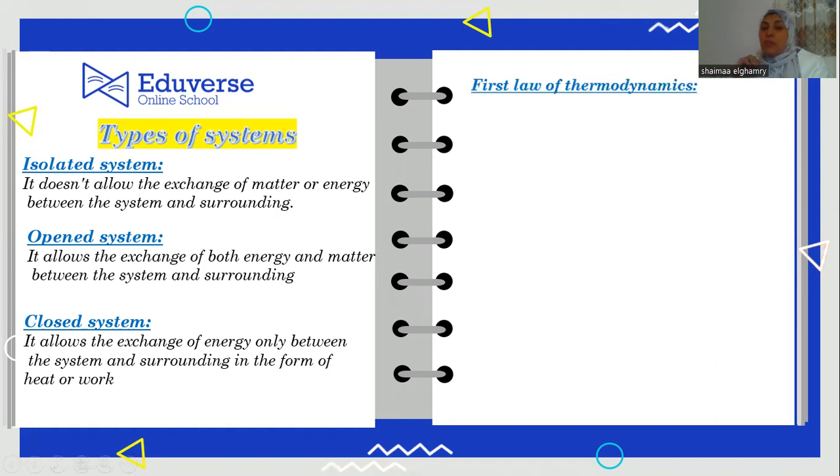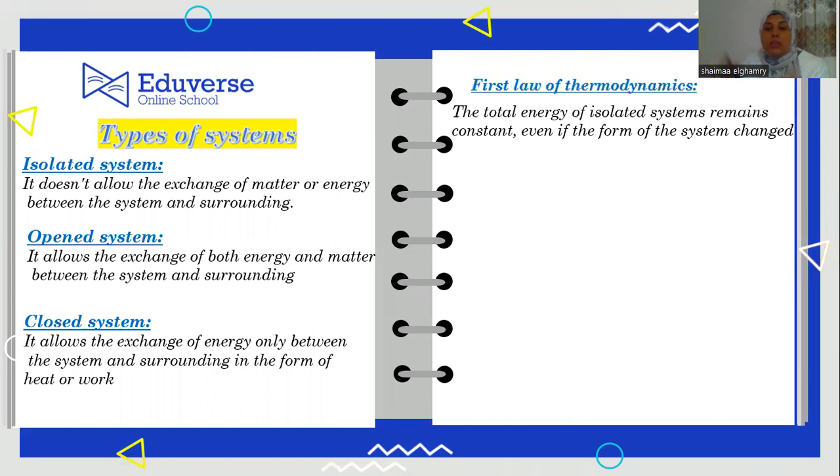The first law of thermodynamics says that the total energy in an isolated system stays constant, even if the state of the system is changed.